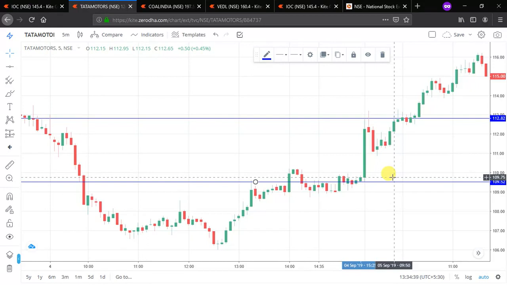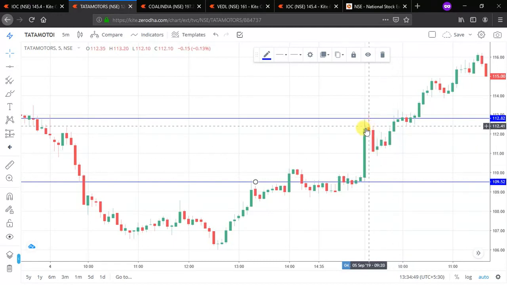This is divided into two types: one for the risky trader and one for the safe trader. For risky traders, who are ready to take risk, once this high is broken and the price is going up beyond it, after 5 to 10 points they can go for an entry and enter the market. This is for risky traders.